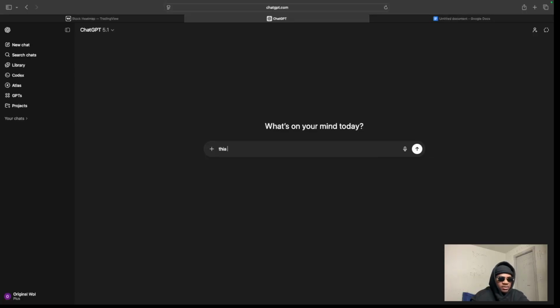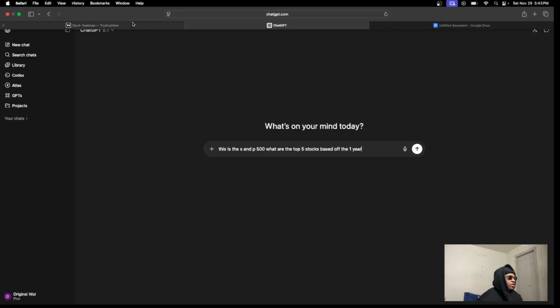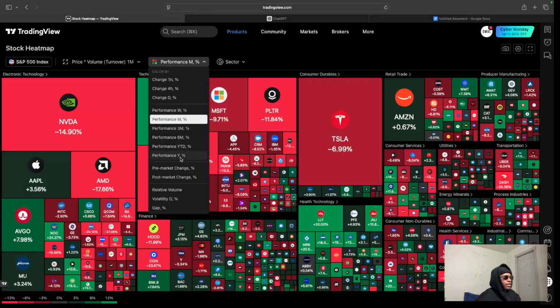This is the S&P 500. What are the top 5 stocks based off the 1 year? When it's just Y, that means just 1 year, and then YTD means year to date. So we're gonna go with this one first, right?